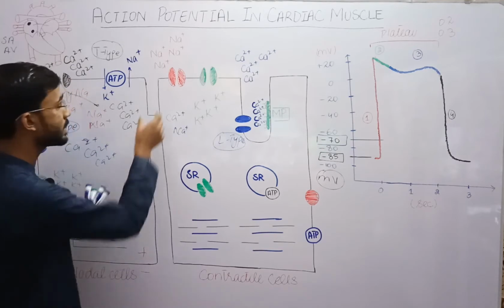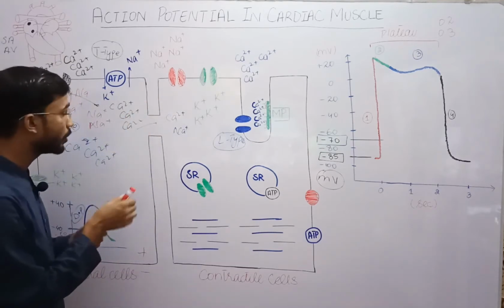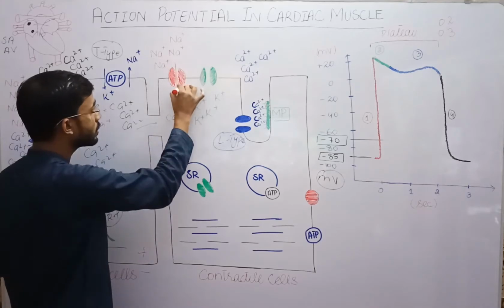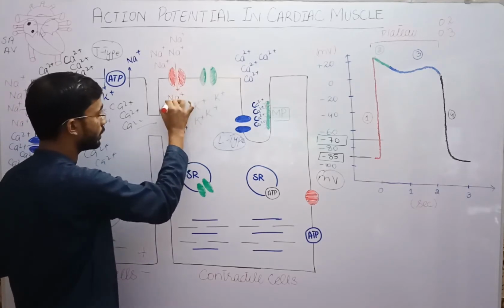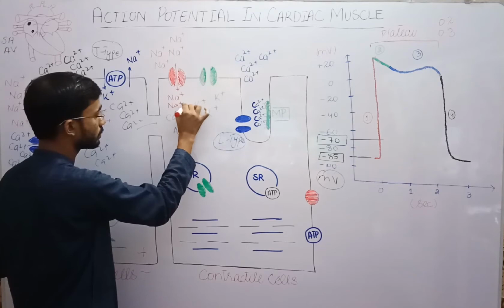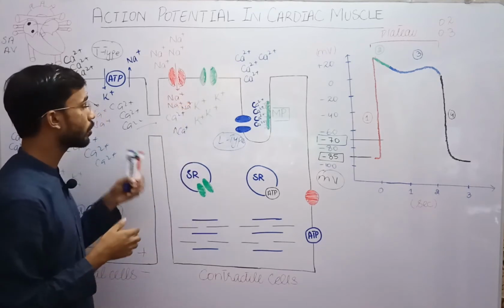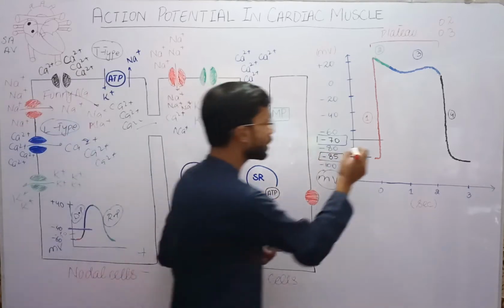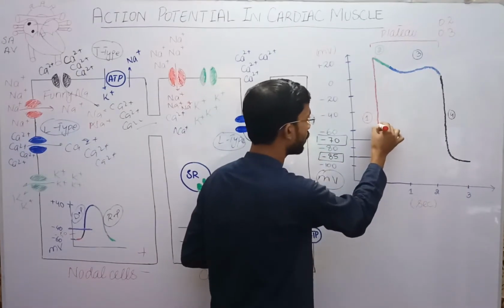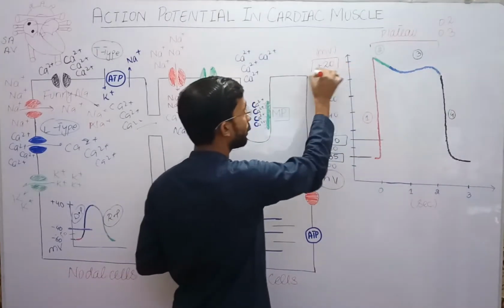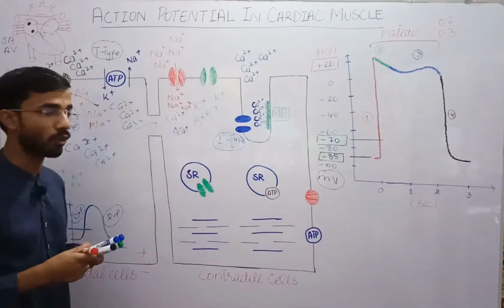First of all, sodium channels activate, and due to the activation of the sodium channels, sodium ions move inward, and due to the movement of the sodium ions, the potential rises upward and becomes plus 20 millivolts.